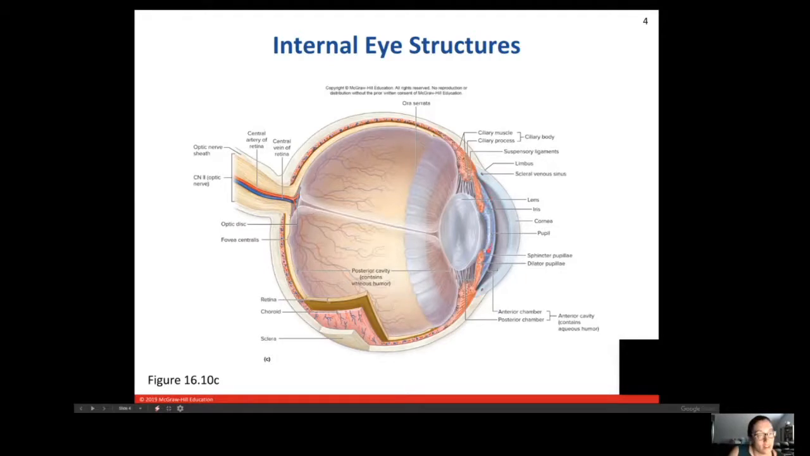The iris here is going to be the colored part of your eye. So if you have brown eyes or blue eyes or whatnot, that's the iris. And it has a hole in the center called the pupil. The iris and the pupil are really important in regulating the amount of light that can enter the eye. And so we have the pupillary muscles. We talked about our sympathetic and parasympathetic innervation. Sympathetic innervation is going to cause them to dilate, and that's going to let more light in. Parasympathetic is going to cause them to constrict. It's going to let less light in.